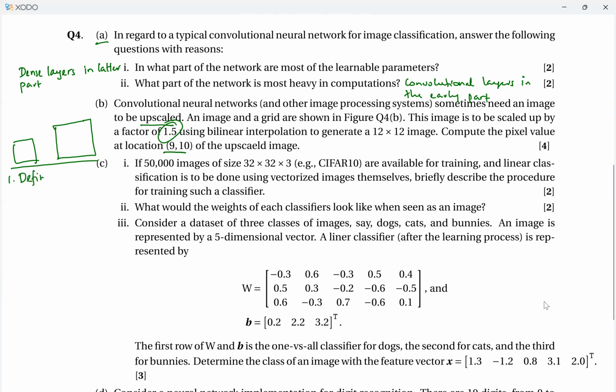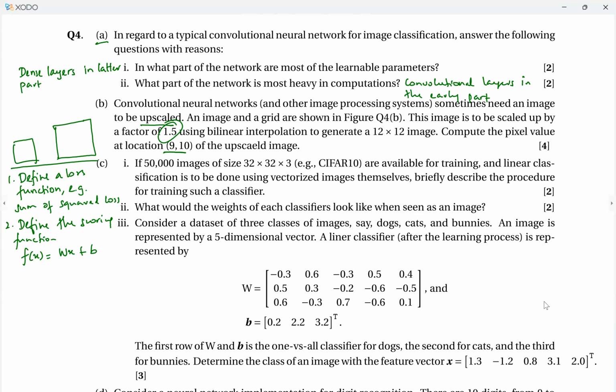Define a loss function, for example, sum of squared loss. Define the scoring function. So this is a linear classifier. f(x) would be equal to Wx plus b. W is a weight matrix, x is the image, and b is the bias vector. And find W and b using gradient descent.